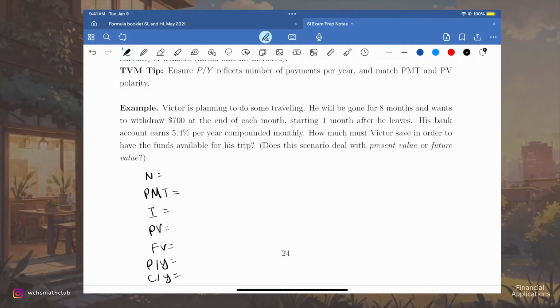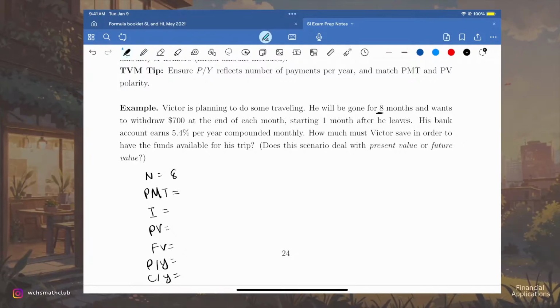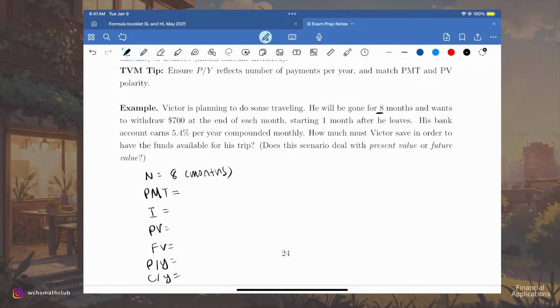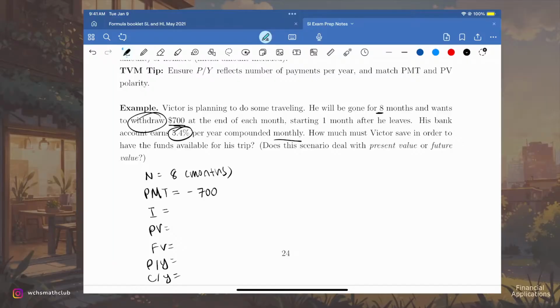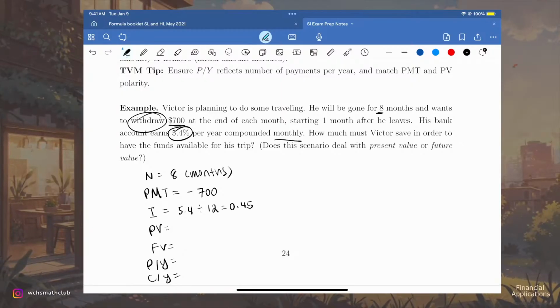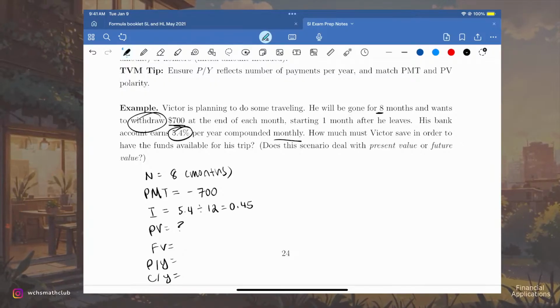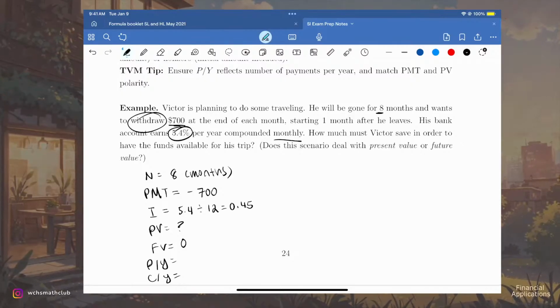Because it says here that he'll be gone for 8 months, your N here will be 8 for 8 months. The payment will have to be 700, but it'll actually be negative 700 because you're withdrawing the 700. For your interest, since it says 5.4 but it's compounded monthly, it would be 5.4 divided by 12 months to give you 0.45. And then the present value, because you're trying to withdraw this much money, this is actually what we'll be solving for. While your future value is going to be 0, because that's how much money you will have left after you withdraw all the money.